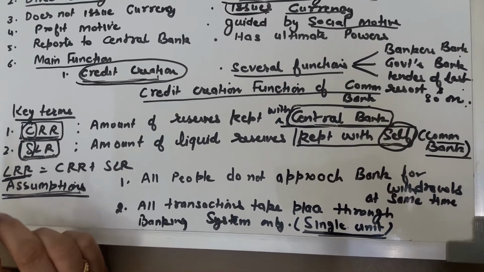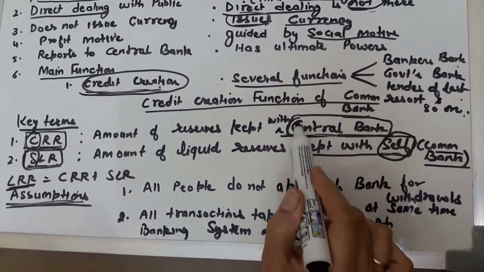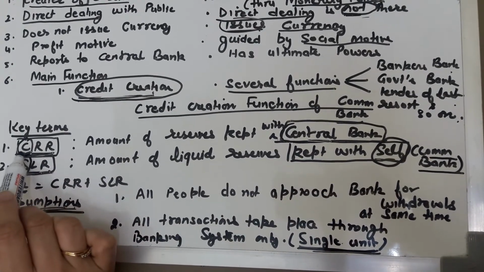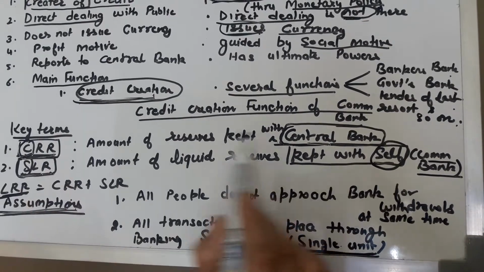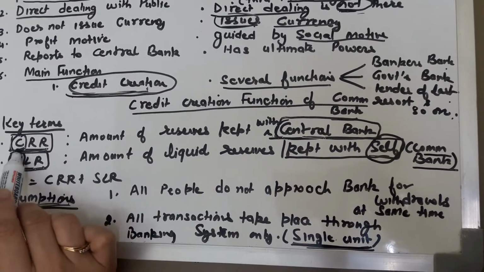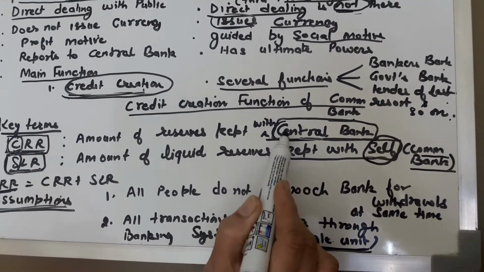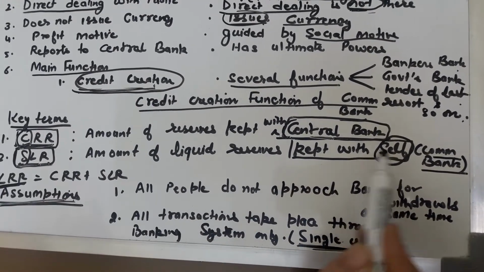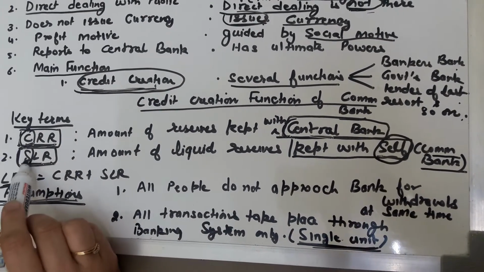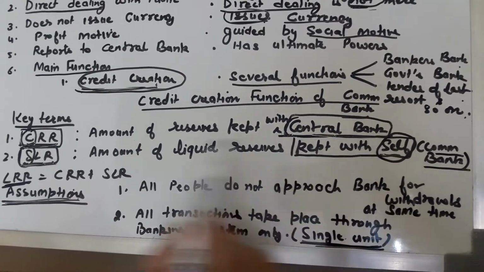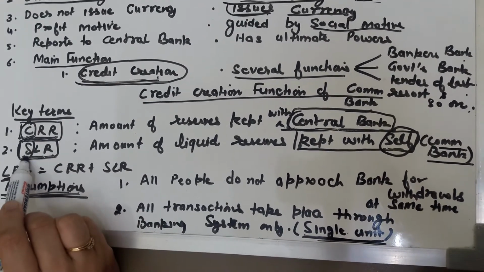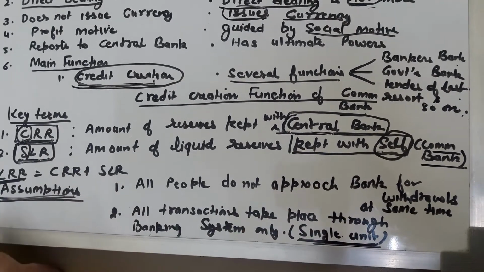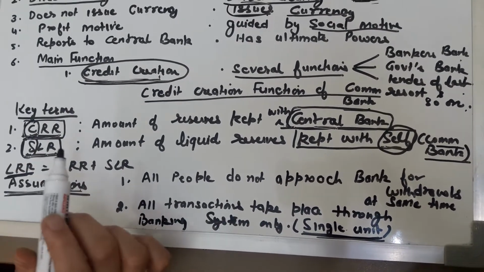Okay. Now, one thing you have to notice is that CRR starts with C. This reserve is to be maintained with central bank. Note C, C. Then SLR starts with S. It has to be kept with self. This is a small tip to remember it. SLR means self. CRR means central bank. So these are the key terms which we will be needing.